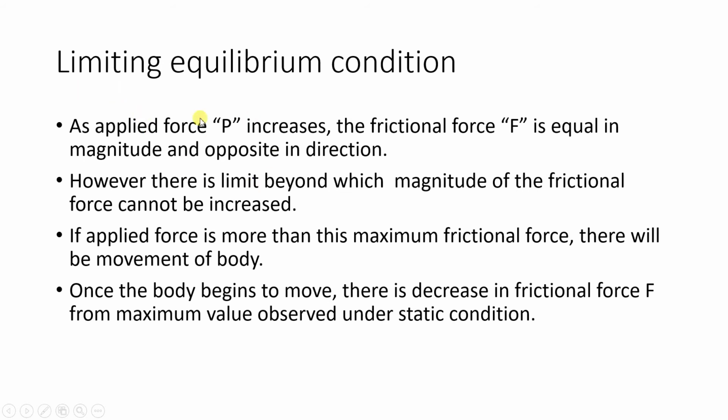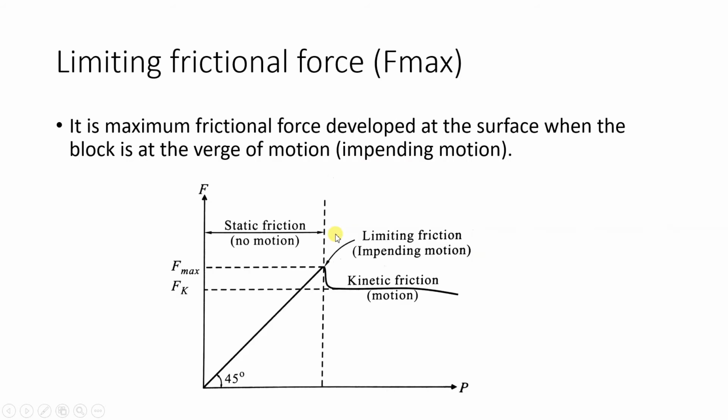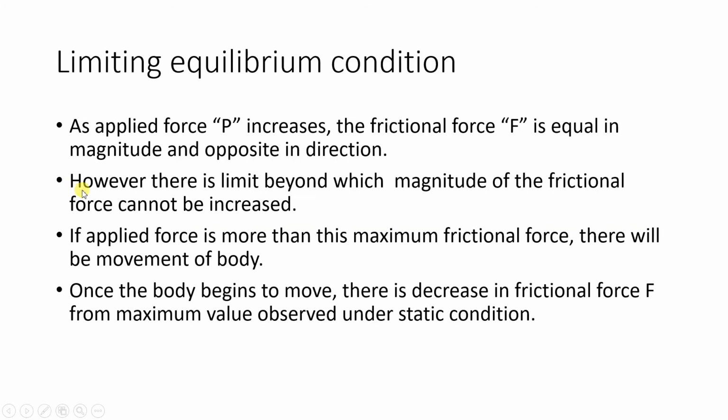So the same thing is written over here. We'll go through this so that the things will be clear. As applied force P increases, the frictional force F is equal in magnitude and opposite in direction. Here you can see that as P is increasing, the frictional force is also increasing. Both of them are the same in magnitude and opposite in direction. That is why the body doesn't have any motion.